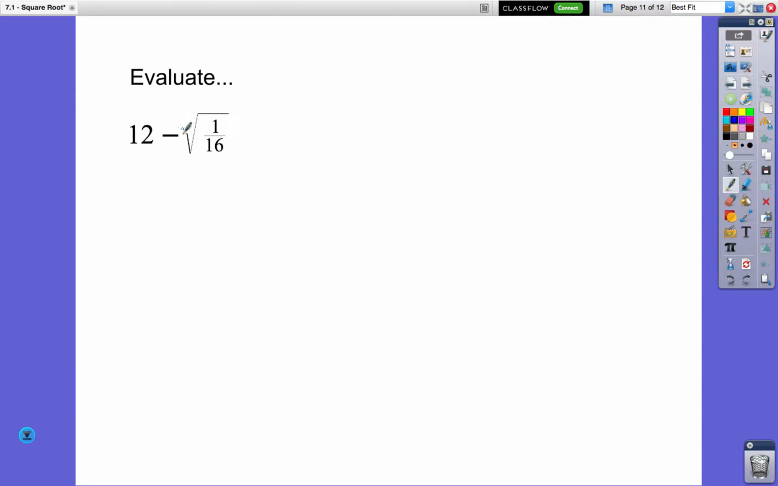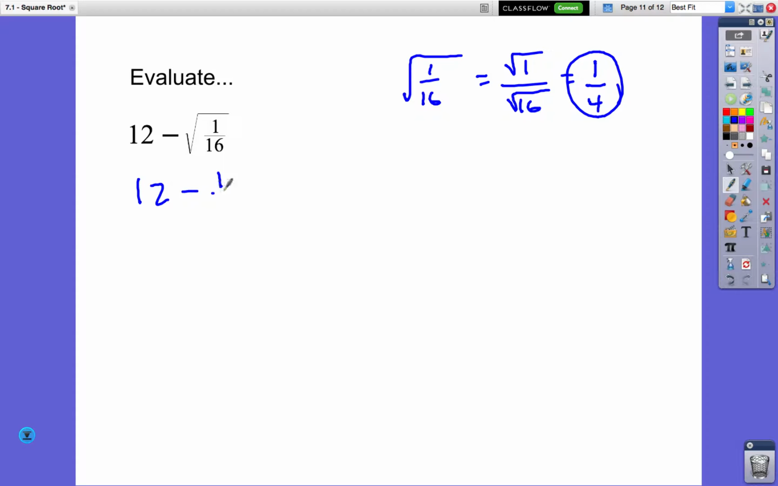We've got a very similar situation, 12 minus the square root of 1/16. So this time let's think about it the same way. Let's start off by looking at it as 2 square root problems instead of 1. I can think of this as the square root of 1 over the square root of 16, which in this case does work nicely, because the square root of 1 is 1. 1 times 1 is 1. The square root of 16 is 4, so this becomes 1/4. So now I've got 12 minus 1/4.